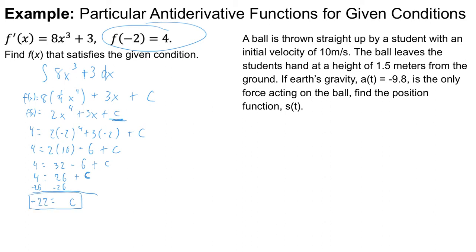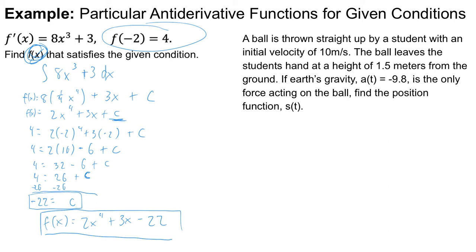So the final answer would be f of x is equal to 2x to the 4th plus 3x plus this new C of negative 22. I'll just erase the plus and say that this is actually minus 22. So this is the particular f of x, particular one.